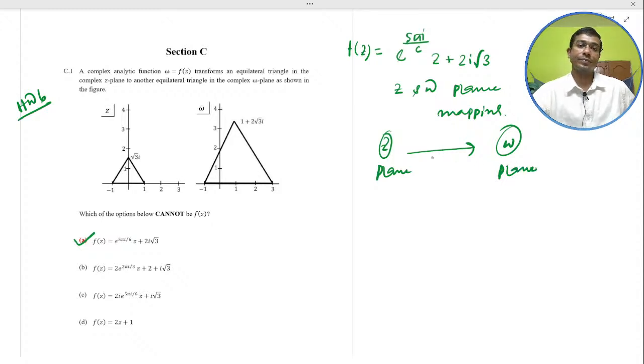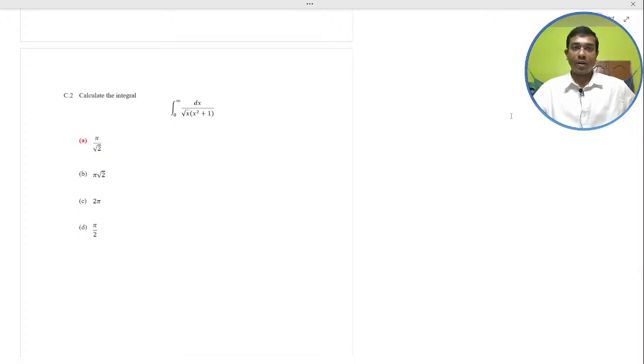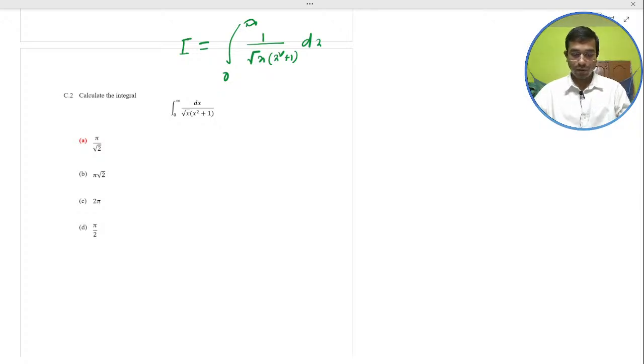Next question. Calculate the integral from 0 to infinity of dx by root x squared plus 1. Basically, it is written in the form 1 by root of x squared plus 1 dx, which is the correct way to write it. Call it I. Substitute x equal to tan theta, so dx is sec squared theta d theta.